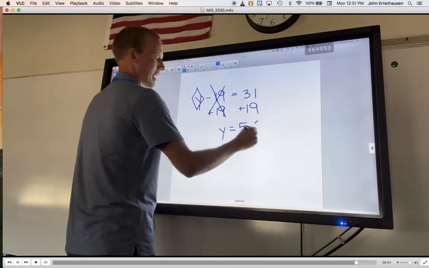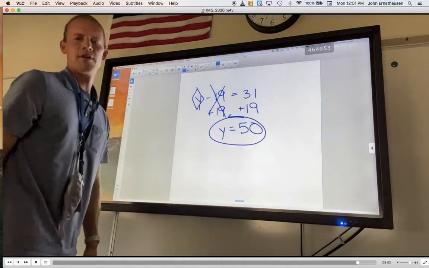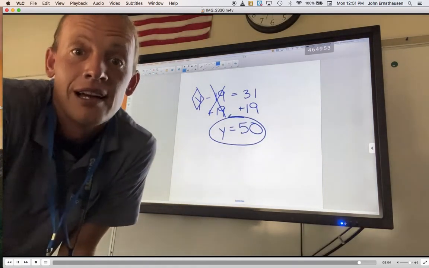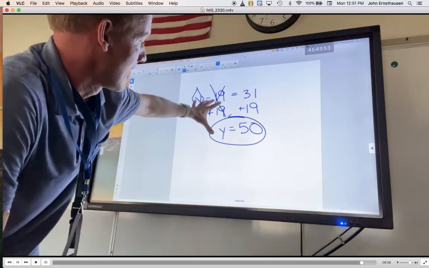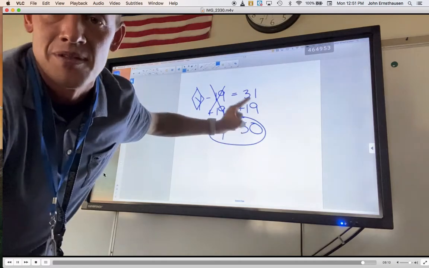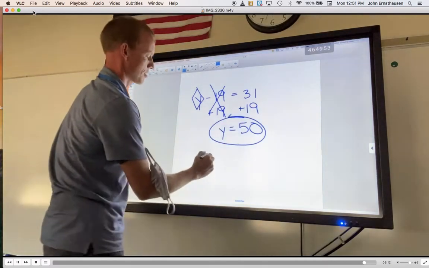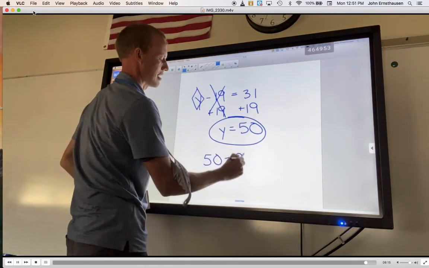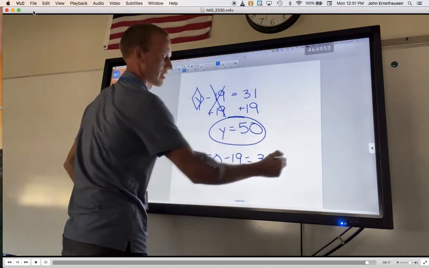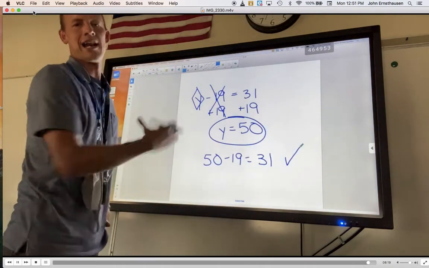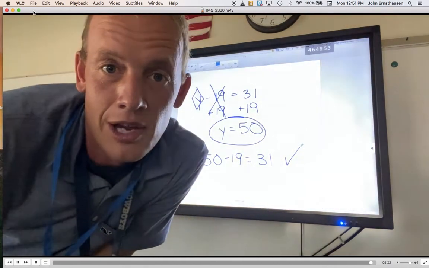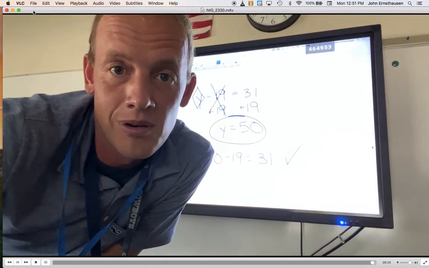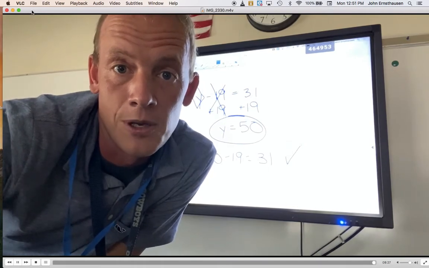Why do I want to get my variable by itself? Right, because if I get my variable alone and I get rid of the sand, I have my answer. That's the key. My check step shows 50 minus 19 equals 31. It works. Voila! You are now performing one-step equations with algebra. Great job. I will, in my next part of the video, go over the homework for tonight.